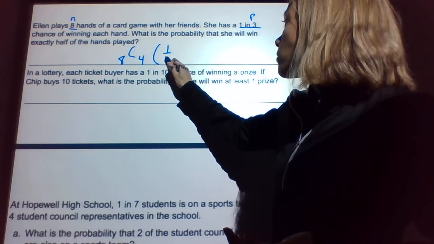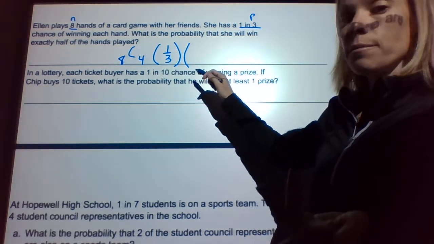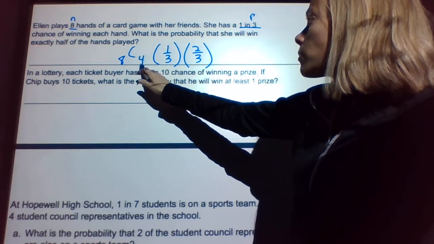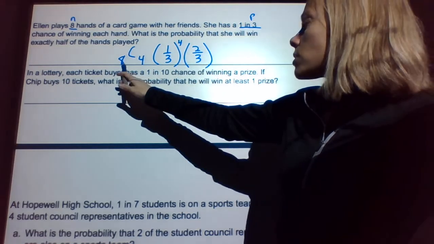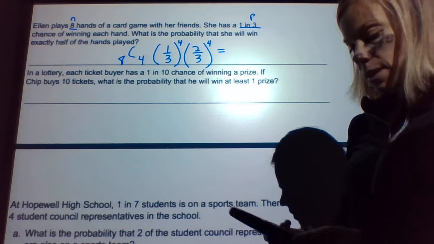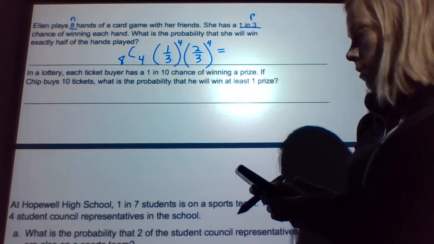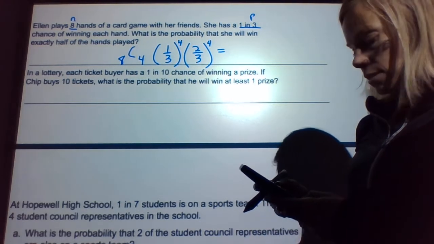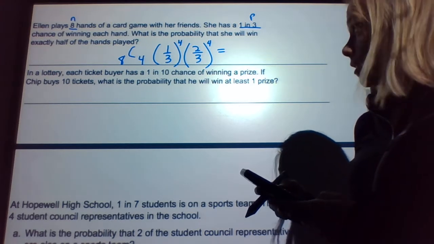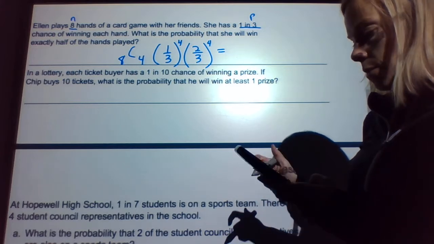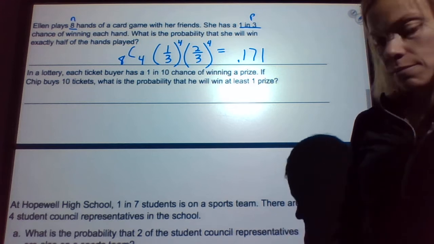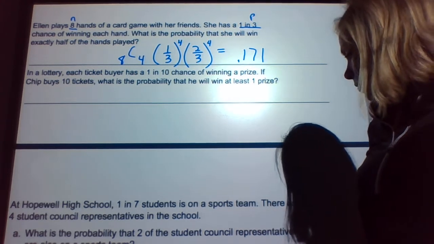P would be again 1/3. So again, Q would be 2/3. 1/3 to the fourth power, my R. 2/3 to the, what's 8 minus 4? 4. And then I grab my calculator. 8C4, 1/3 to the fourth, 2/3 to the fourth, 0.171. Good. Let's do one more.